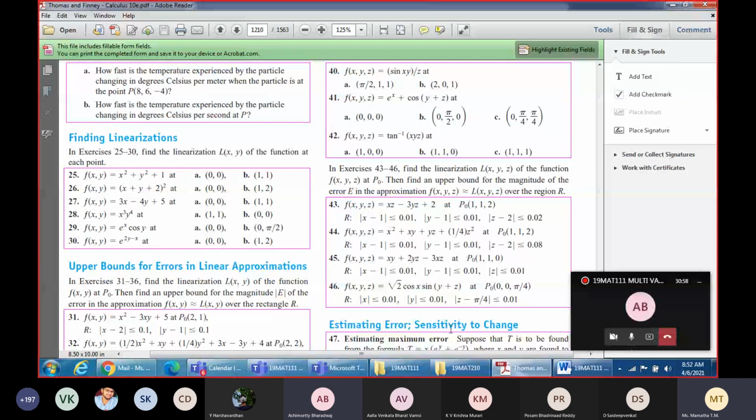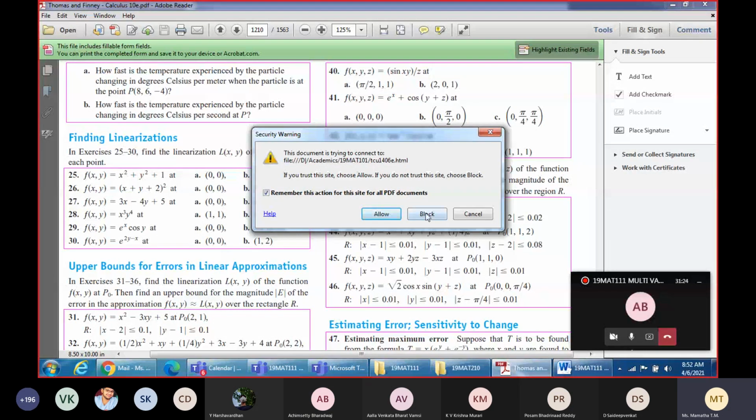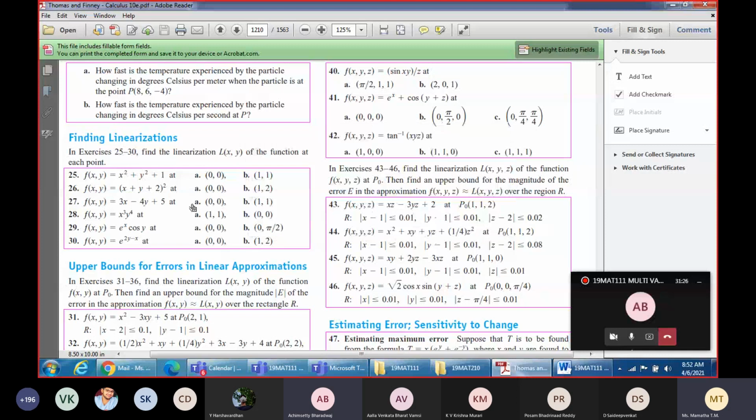First differentiation also, madam. Linearization, this problem. Means dou f by dou x and... What is the linearization formula I just now discussed? L of x, y equal to f of x naught, y naught plus dou f by dou x at x naught, y naught into x minus x naught. That one we do, madam. Yeah, calculate. Okay.